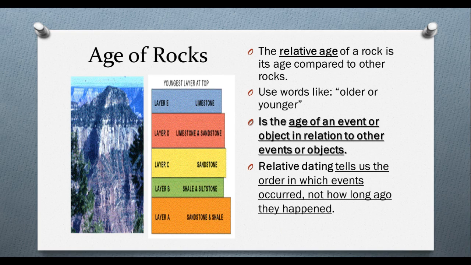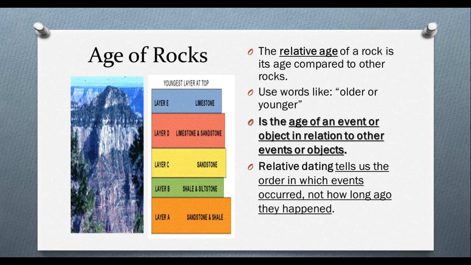They look at the rocks and they figure out the relative age, which is the age of a rock compared to the rocks around it. And they're not giving you an exact age, an absolute age of the rocks. They're just telling you the order that the rocks were deposited in. They use words like older or younger. They're giving you the age of the object, the age of the event, the age of the layer in relation to. That's where they get the word relative to. It's relative to the other things around it.